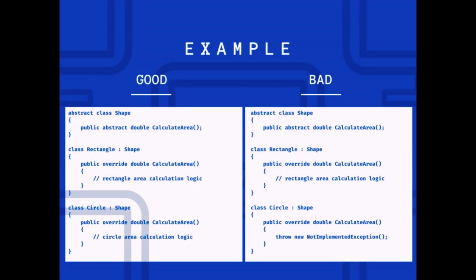Consider a classic example with shapes again. If we have a method that expects a Shape object, according to the LSP, we should be able to pass any subclass of Shape, like a Rectangle or a Circle, without causing any issues. This principle ensures that our code is flexible and doesn't rely on specific implementations.